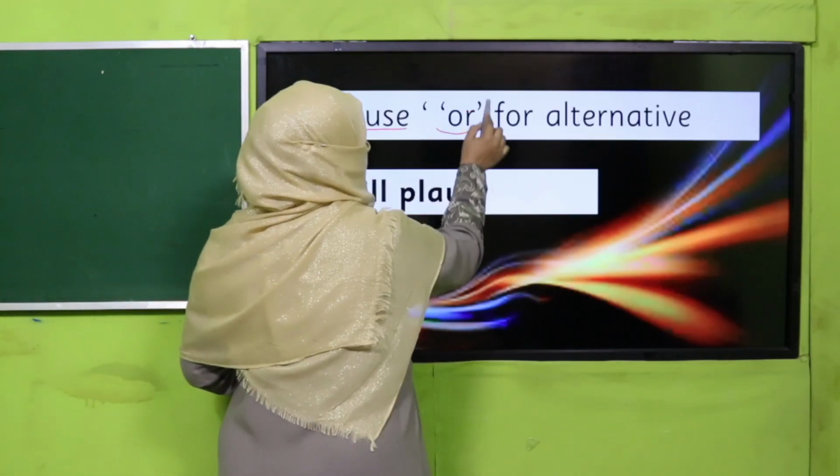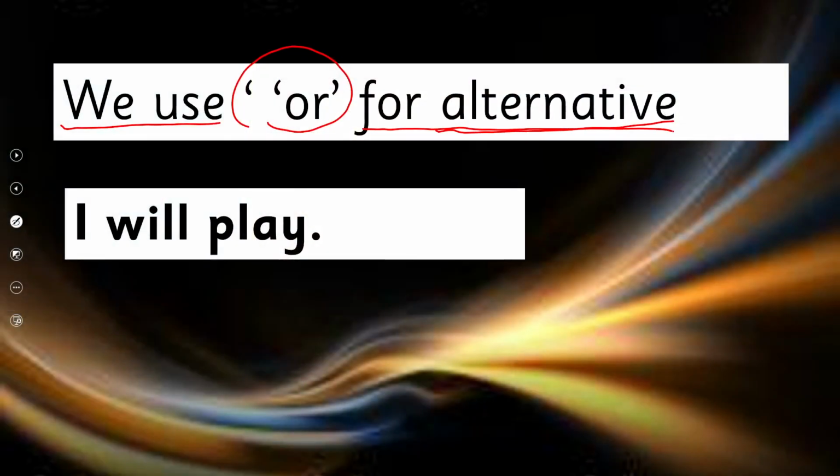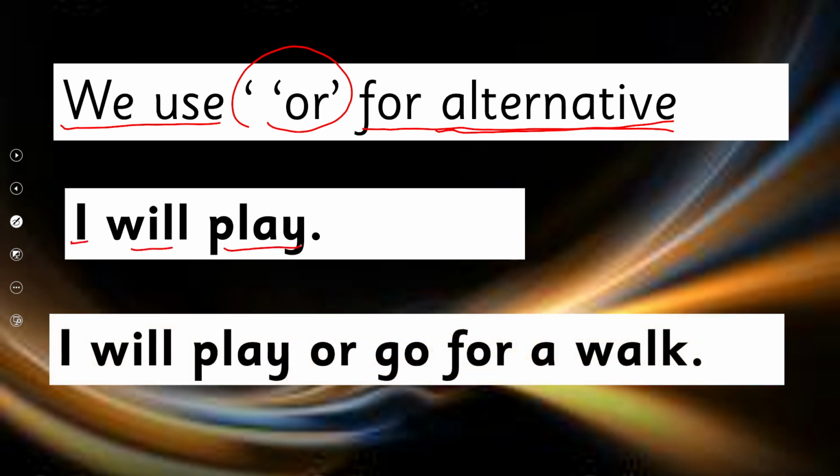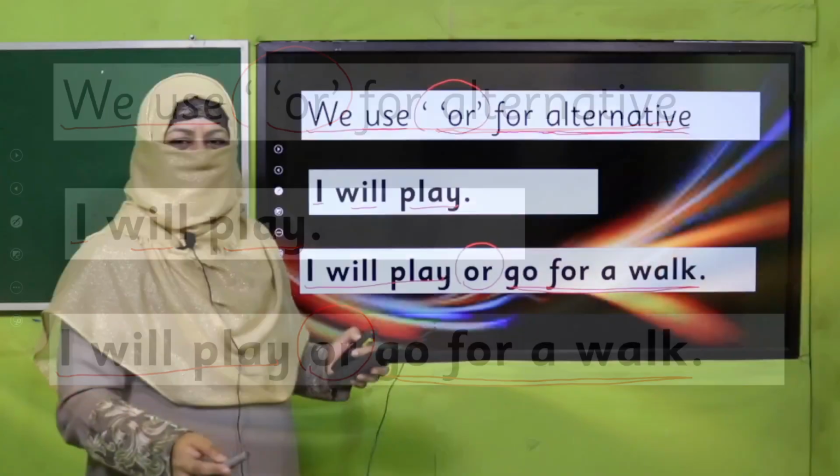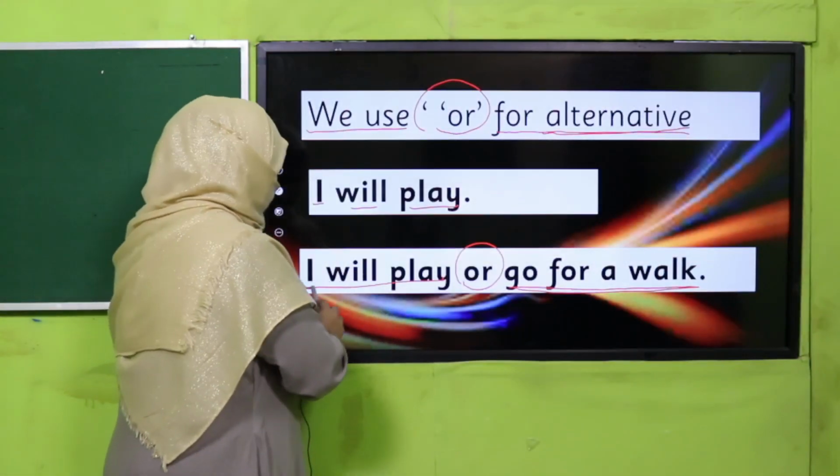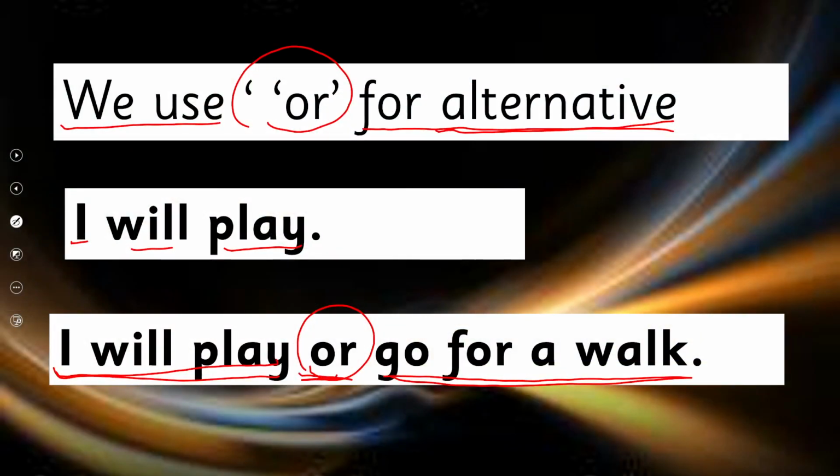The next joining word is or. We use or for alternative. Alternative means something which can replace each other. How? I will play or go for a walk. Maybe you are planning your Sunday, you are planning your holiday. So on this day I will play, or the other thing I can do, I can go for a walk. Right? So these are alternatives which you are going to do. That's why you have added the conjunction or here, because it is either one or the other. Right?